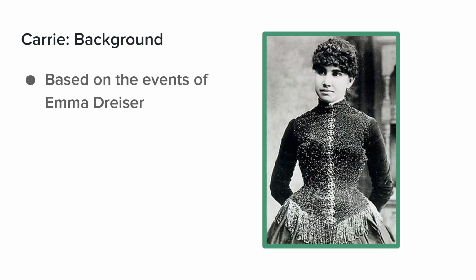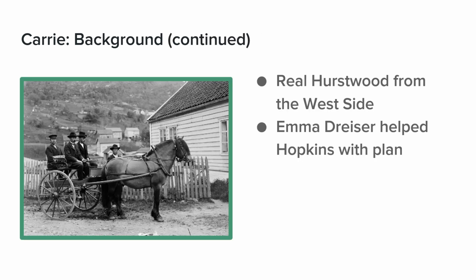The most important events in the story, Hurstwood's robbery and Carrie's kidnapping, are based on the experiences of Dreiser's sister, Emma Dreiser. However, there are some differences between the real-life occurrences and the story in Sister Carrie. Let's explore those now. Unlike Hurstwood, L.A. Hopkins, who is the real-life version of him, was from the less affluent West Side, as opposed to Hurstwood's North Side. Additionally, in the real-life version, Emma Dreiser was not abducted, but rather seemed to help Hopkins with his plan.